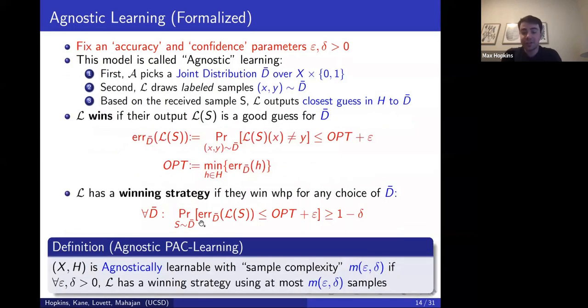And then the formal definition for agnostic PAC learning is basically the same. We just want a winning strategy and a bounded number of samples. We don't want the learner to have to use infinite samples, basically, an unbounded number. So we say that H is agnostically learnable with sample complexity m(epsilon, delta) if for all epsilon, delta greater than 0, the learner has a winning strategy that uses at most m(epsilon, delta) samples. Okay, so those are the basic definitions that we're going to be working with in this talk.